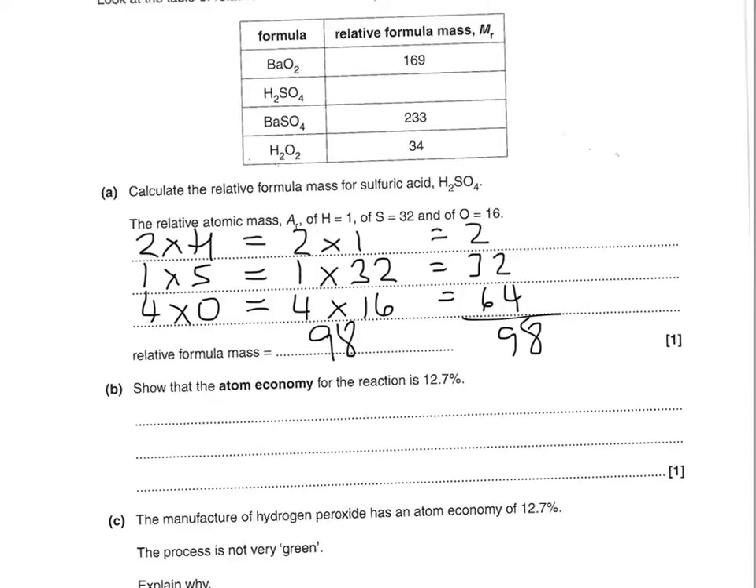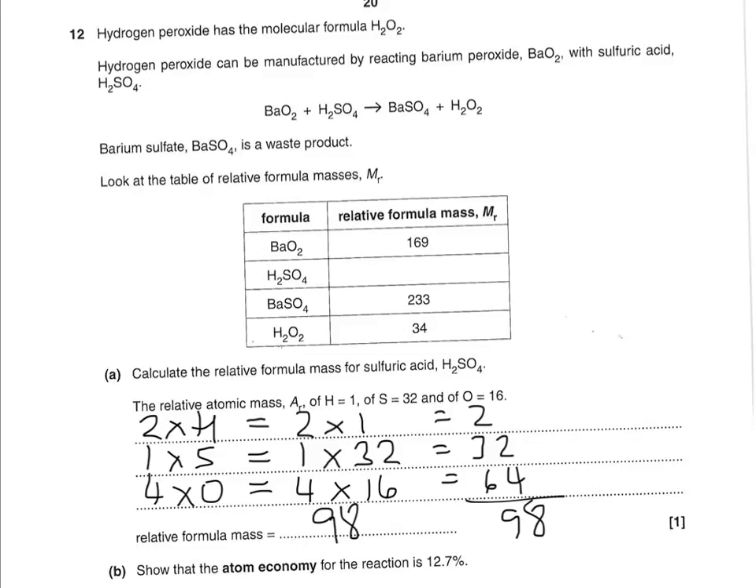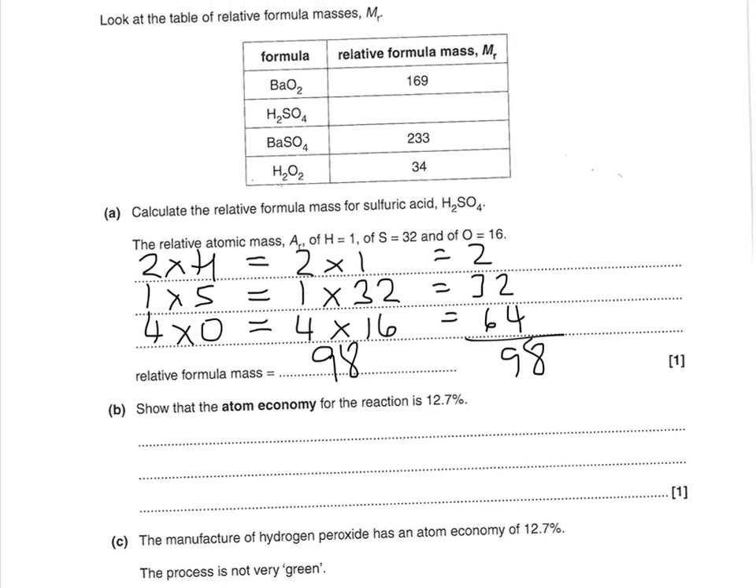Now atom economy equals the relative mass of the desired product. Here it tells you that barium sulfate is a waste product, so the one that we want is hydrogen peroxide. So it's the relative mass of that divided by the relative mass of all the products added together. It says to show it's 12.7, so you've got 34, which is the relative mass of the desired product, the one that we want, hydrogen peroxide, divided by 233 plus 34.